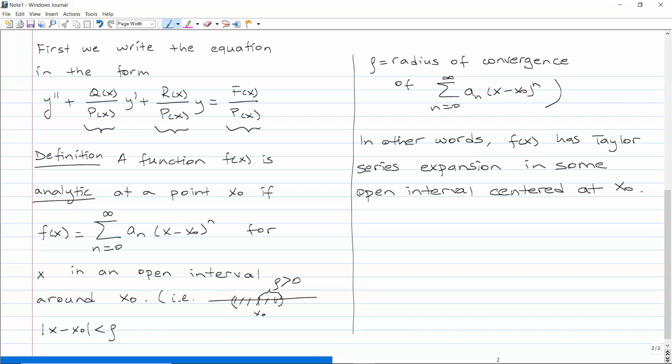Even if you have an elementary function, and even if you have a Taylor series which converges in some open interval around x0, the Taylor series may not be equal to the function. So this really defines something new. Not all functions behave like this, okay?